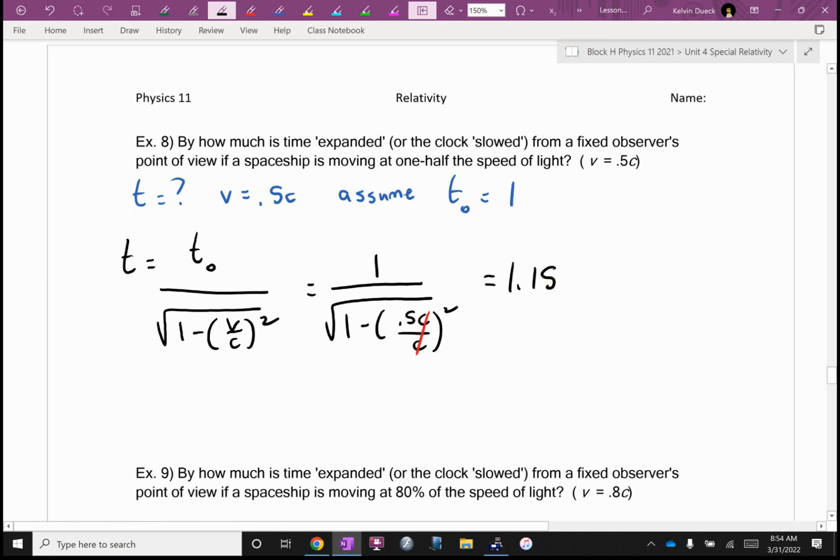Units, well, they didn't give me a time unit. This is actually the time stretch ratio. 1 second on the spaceship is how many seconds on the Earth? 1.15. 1 hour on the spaceship, how many hours on the Earth? 1.15. 1 day on the spaceship, how many days on the Earth? 1 year on the spaceship, Alex, how many years back home on Earth?